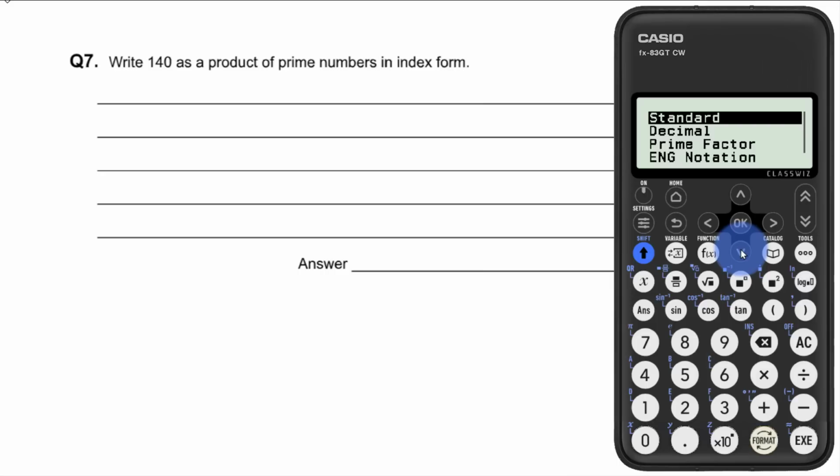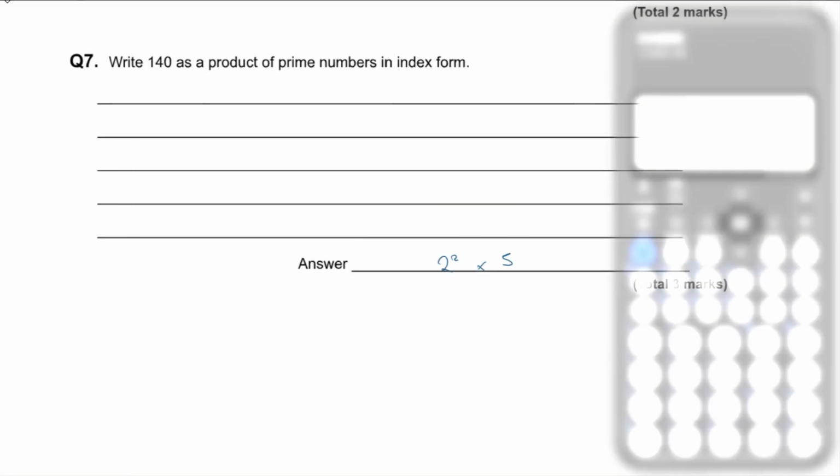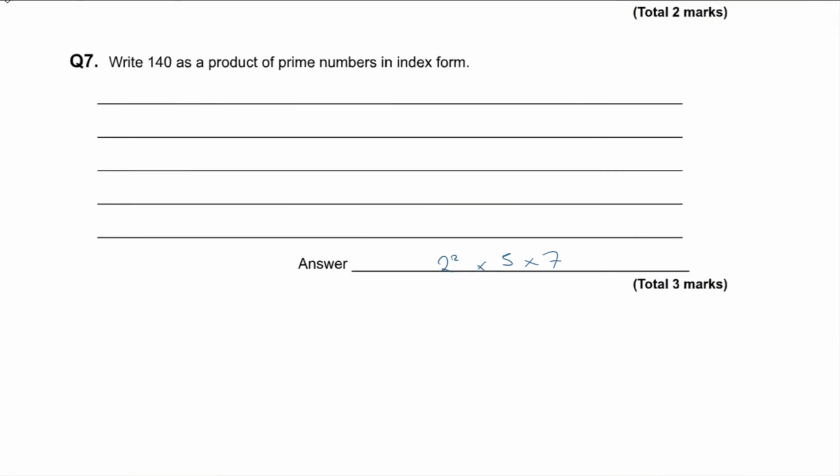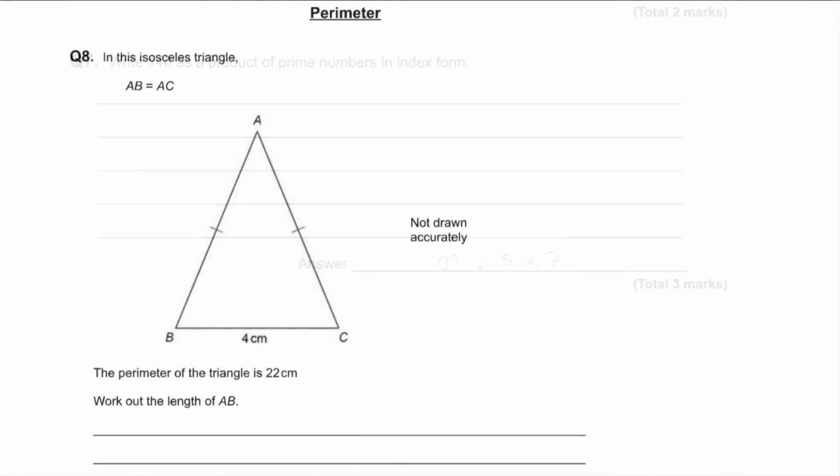Okay, if you don't have this newer calculator, just use the fact key again. Now you can see it's already given it to me here in index form. I just need to copy down what's on the screen for 3 whole marks. Wowzers. So that's just 2 squared times 5 times 7 for a quick tap onto the calculator. Very nice. Okay, on to the next section, which is perimeter.